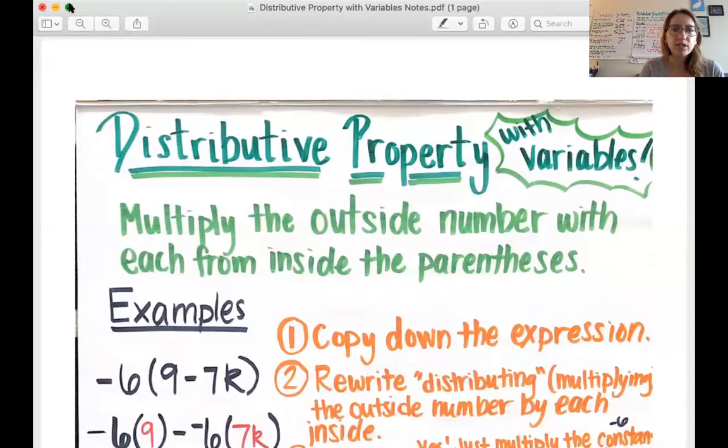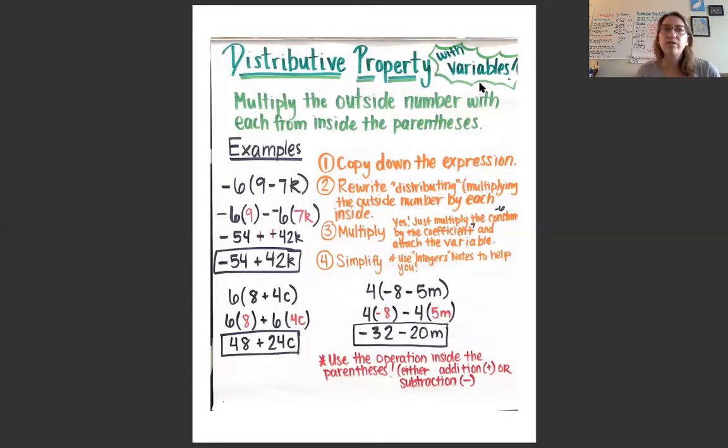Alrighty. So here you can see we have distributive property with variables. Now distributive property is when you multiply the outside number with each number from the inside of the parentheses. So we have a couple of examples here that are all from your worksheet. And then we have about 4 steps. Our first example is right here, and that's what we're going to walk through. It's one of the hardest ones that we have, but that's a really good way to practice, and then I'll get a little bit more simplistic from there.